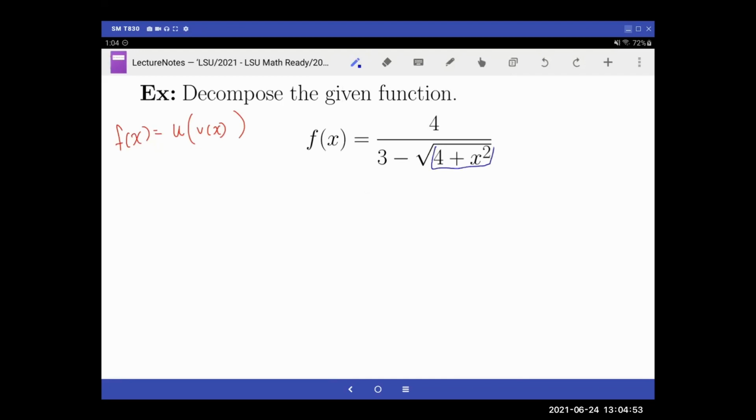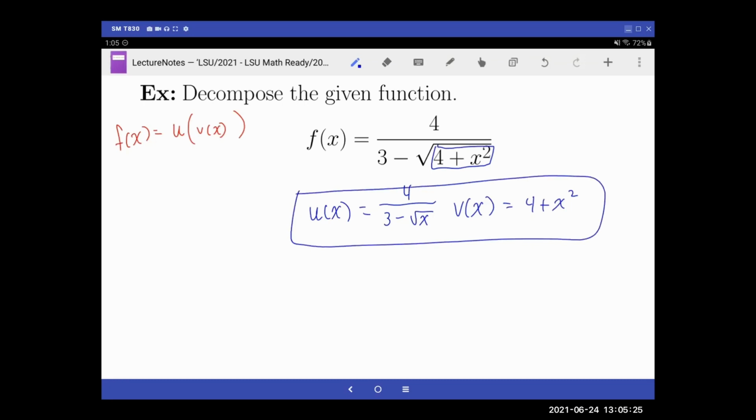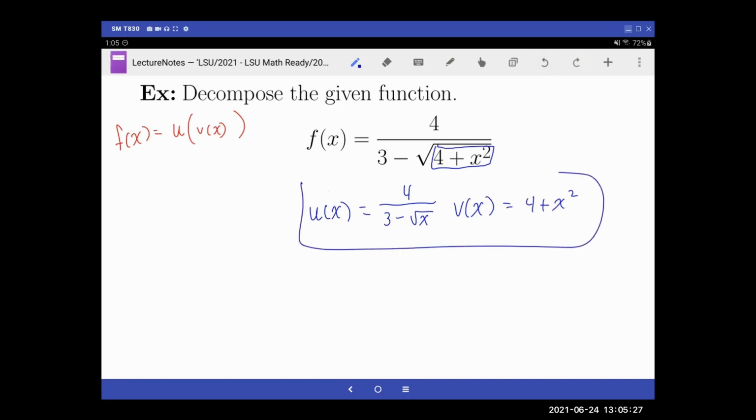Maybe you see this 4 plus x squared as its own function. It's usually easier to identify v first. So I would say maybe v of x is 4 plus x squared. Then that would make u of x 4 over 3 minus the square root of x, since I just took out that 4 plus x squared. If this is its own function, that part is the variable that changes, that part would be x. So here would be one scenario.